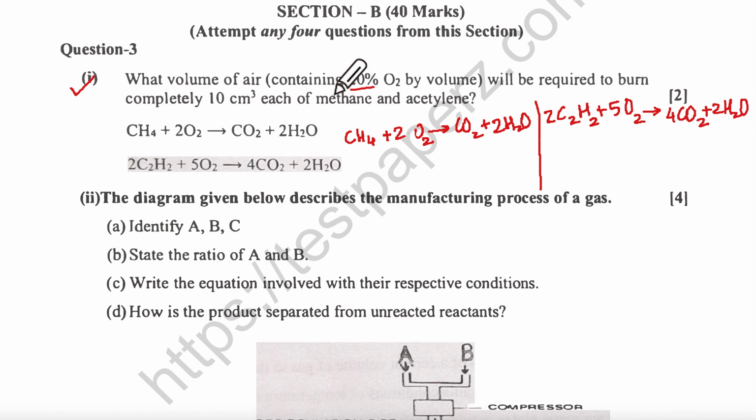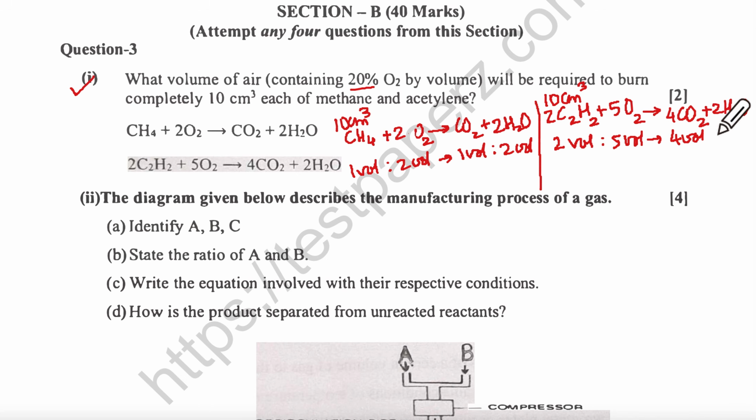Agreeable to you? Now these are 10 centimeter cube, and this is also 10 centimeter cube. So 1 volume is to 2 volume gives 1 volume is to 2 volume, and here it will be 2 volume is to 5 volume gives 4 volume is to 2 volume, and this is all by Gay-Lussac's law.